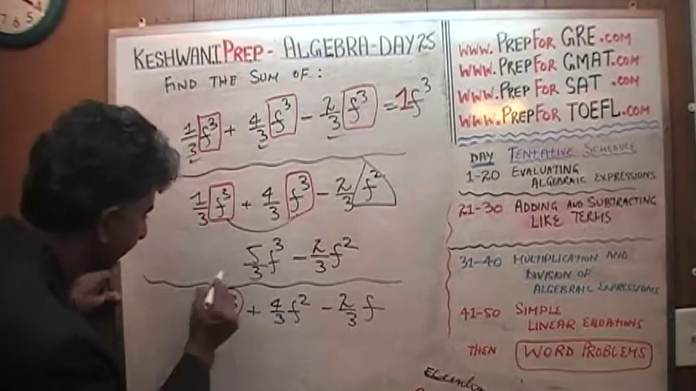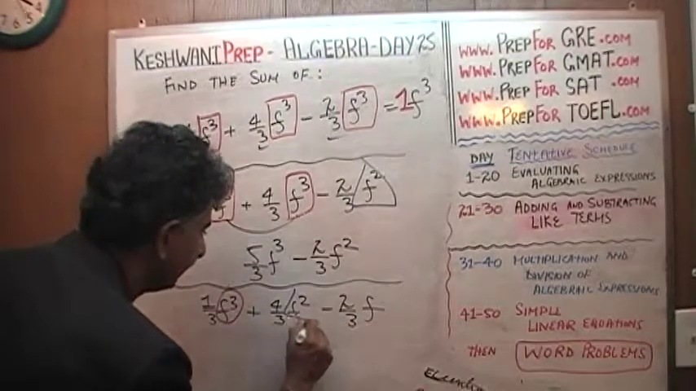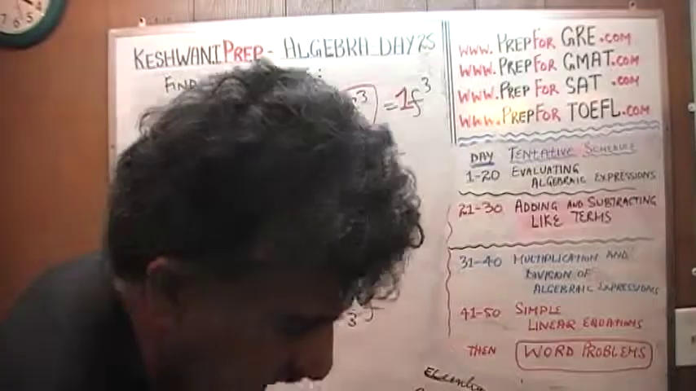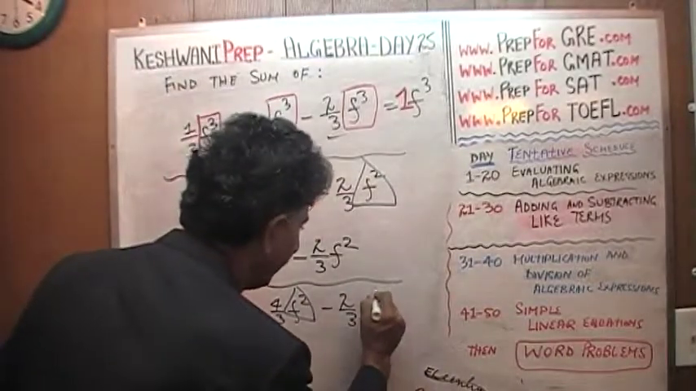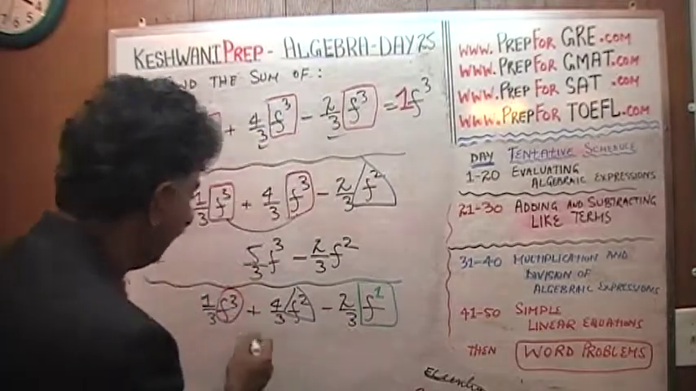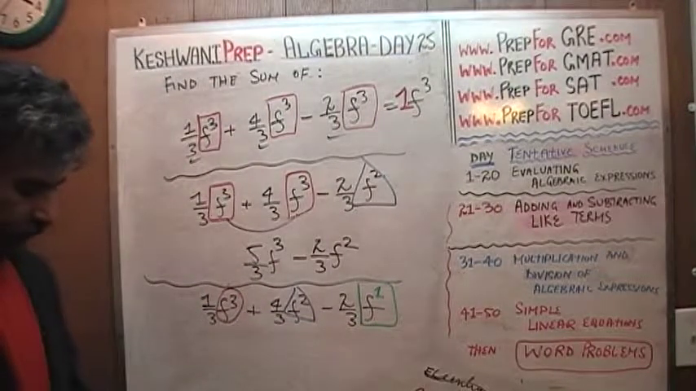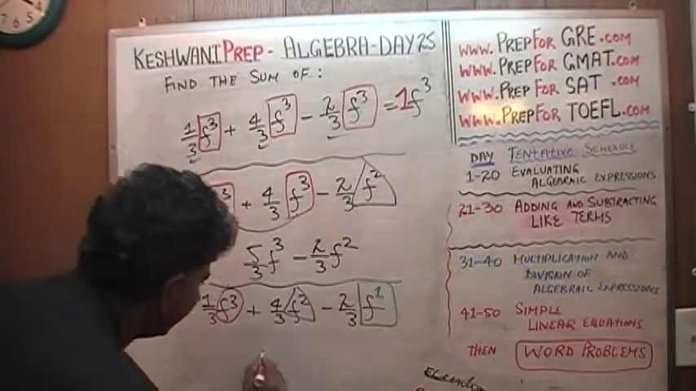This is the f cubed. This is the f squared. And this is just an f with the power of 1, f to the first power. These are unlike terms. They cannot be added. You know, it doesn't make sense. For example, let me give you one simple example.